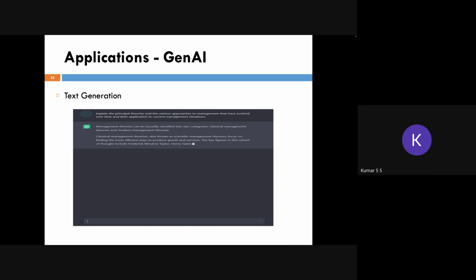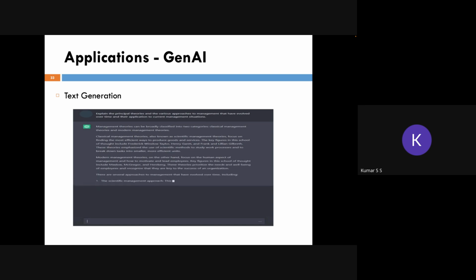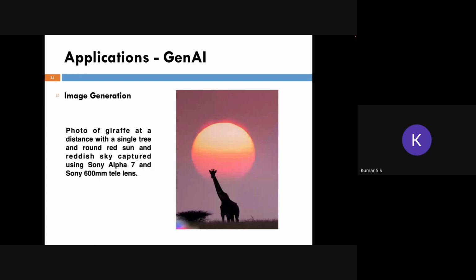ChatGPT is one text generation tool. Gemini is another. I'm not going in depth about this because we all might have used these for some applications. Image generation, so beautiful. What I have shown on the left side is the prompt, the input which you give the Gen AI to generate the image. Whatever you give as input is called a prompt.